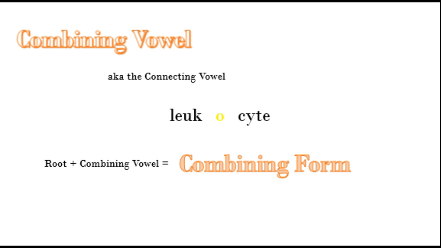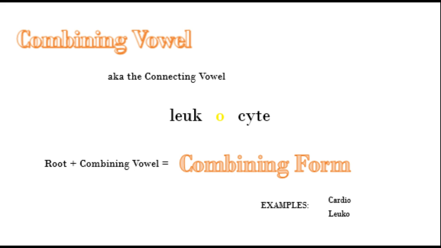The combination of a word root and a combining vowel is called the combining form. For example, cardio is a combining form. We have the root cardi, meaning heart, with the combining vowel O. Another example is leuco, the root leuc combined with the combining vowel O.